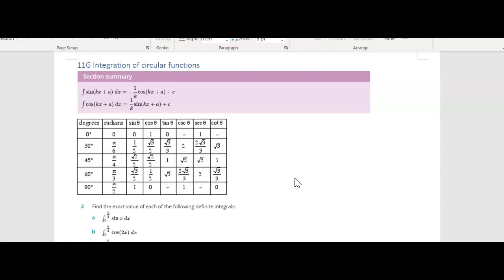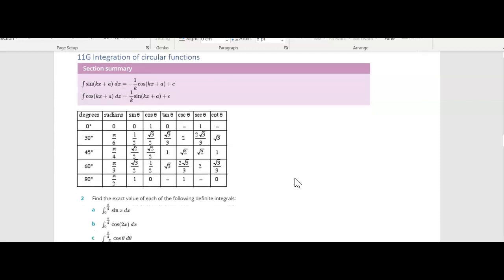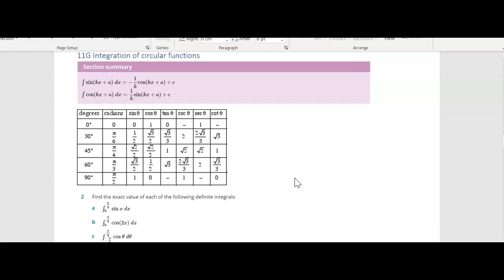So you can see up the top our section summary, you've got the antiderivative of sine and the antiderivative of cos. No need to do the antiderivative of tan. All right, so it's just sine and cos. I've also put there the exact values mostly for my own benefit because, as I said before, I'd probably need some thinking time. So just to speed things along, I've put the exact values there again.